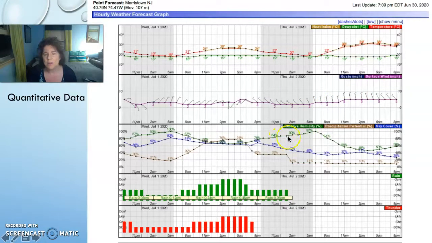Down here, you have measurements of relative humidity and precipitation potential and sky coverage or visibility. Well, sky coverage, cloud coverage, because we're talking about an airport here. So it becomes really important. What I want you to note here, just keep in the back of your head, is that the humidity is quite high during the evening hours. And look, the humidity drops off in the afternoon hours.